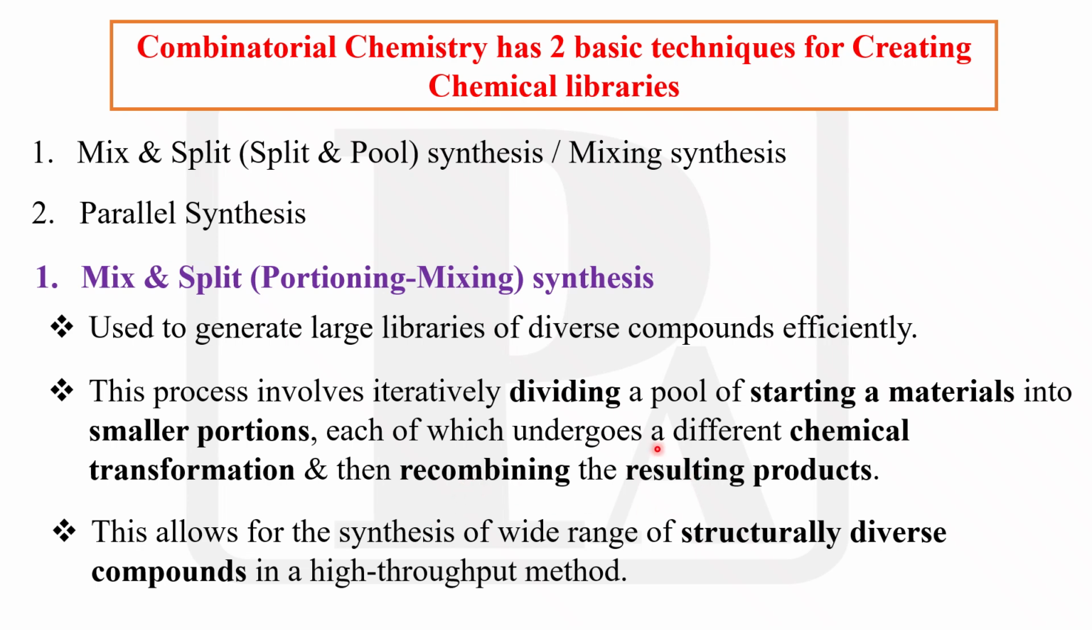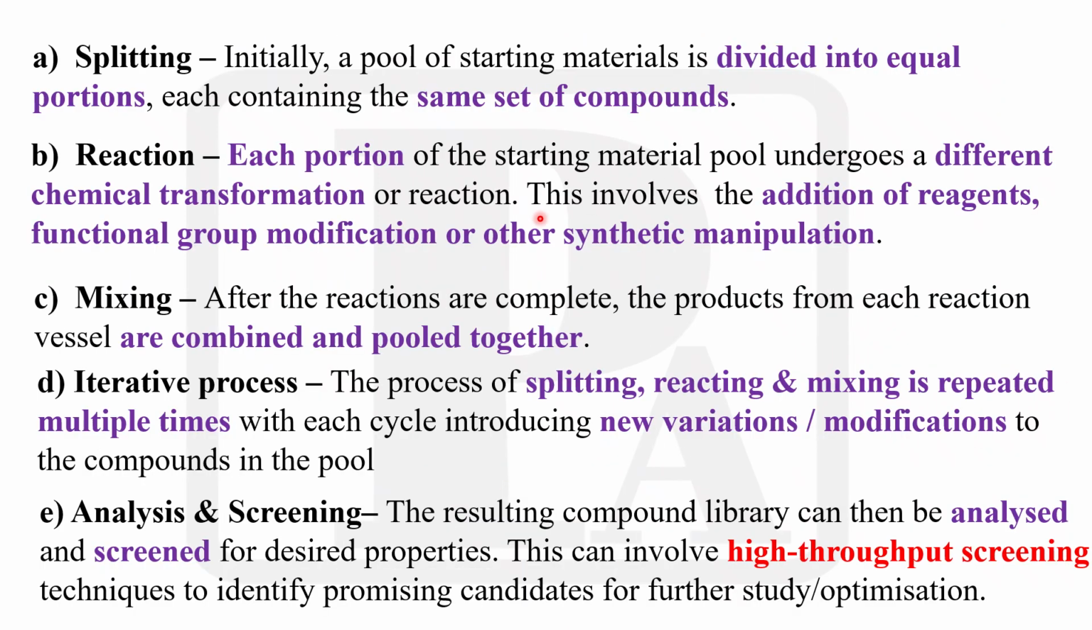The resulting final compounds should be combined. So what is the method? The starting materials should be divided into smaller portions that undergo chemical transformation. Then the resulting products should be combined. By means of this we can get structurally different compounds. So five steps are there: splitting, reaction, mixing, iterative process, analysis and screening.